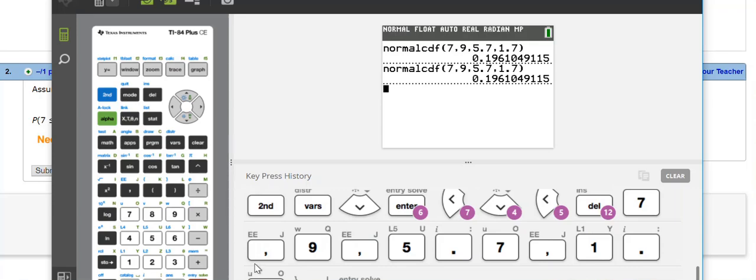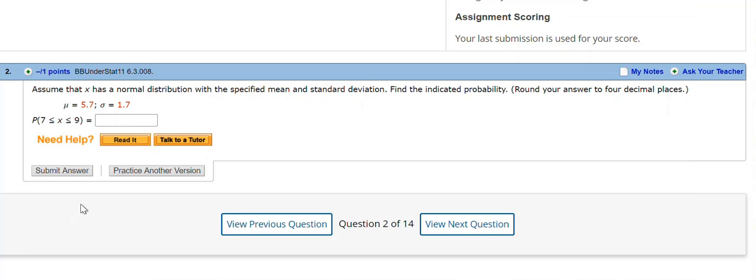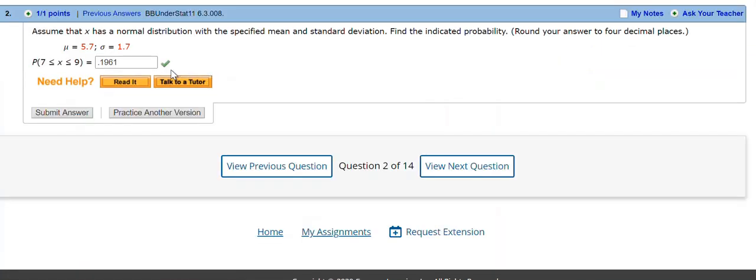So the answer is 0.6961 to 4 decimal places. I'm going to submit my answer for practice. And it tells me it's correct. Now be careful when you're watching this video, your numbers might be slightly different than mine. Don't just copy my numbers. Make sure you use your numbers.